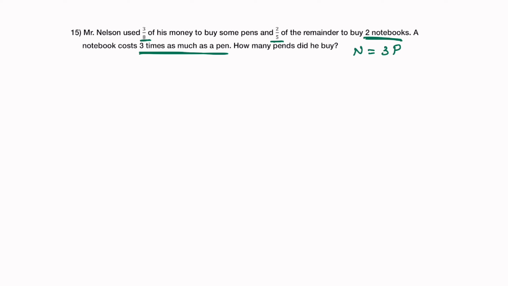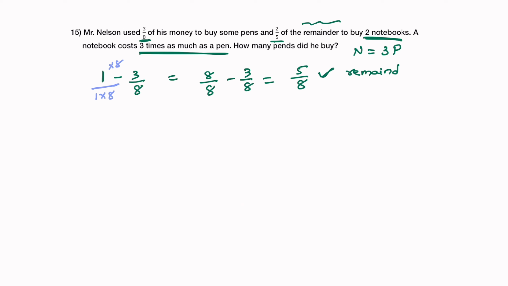So, first we need to find what's this remainder. Do we know that? We don't. So, we first find that. So, total is 1 minus what's used. 3/8, right? That's what he is spending to buy the pens. So that would be, we equalize the denominator. So we do this here, right? So we say 1 times 8 and also here 8 because denominator is 8. So that means we have 8 upon 8 minus 3 upon 8, which is 5 upon 8, right? So this is what is remainder, okay, after buying the pens.